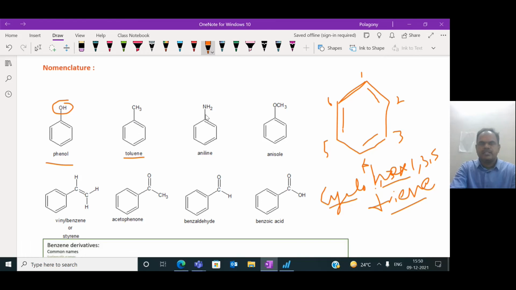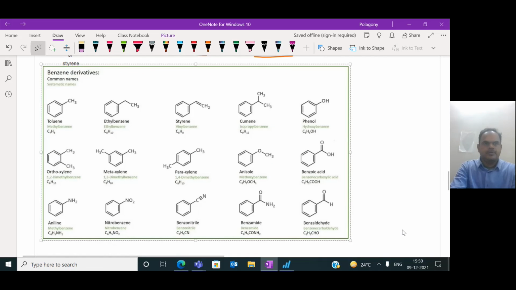On the benzene, if there is NH2, that is aminobenzene, and the common name is aniline. On the benzene, if you introduce OCH3, this is an aromatic mixed ether, called anisole. Next, on the benzene there is a CH=CH2 double bond. This is a vinylic structure, vinyl benzene, and its common name is styrene. This is acetophenone, this is benzaldehyde, and this is benzoic acid.